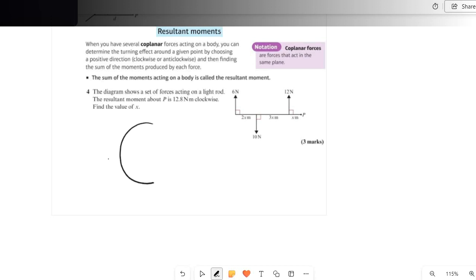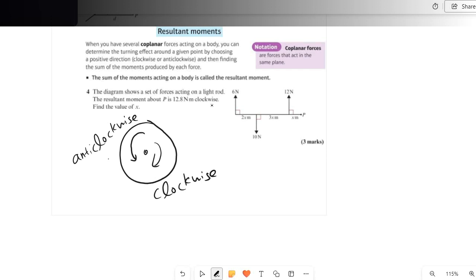For example, if we have a clock, as we know the minute hand, the second hand, and the hour hand move in this direction, and this is the clockwise direction. However, if you move it in the opposite direction, which is like this, then this will be anticlockwise, which is opposite to the direction of how the clock hands move.